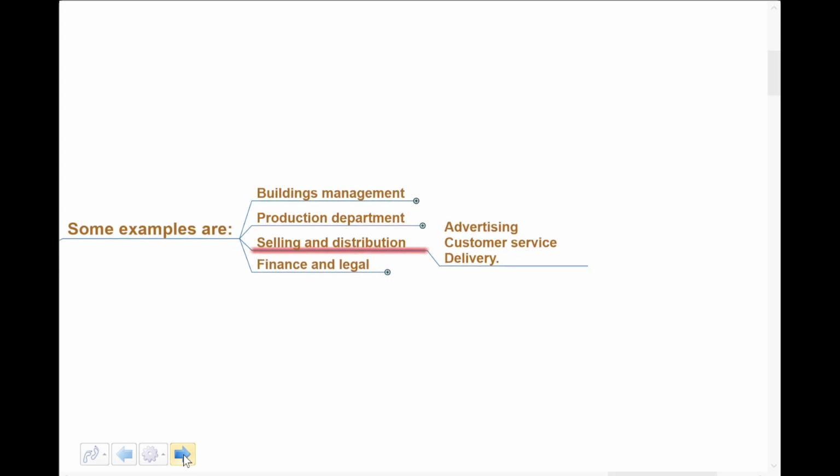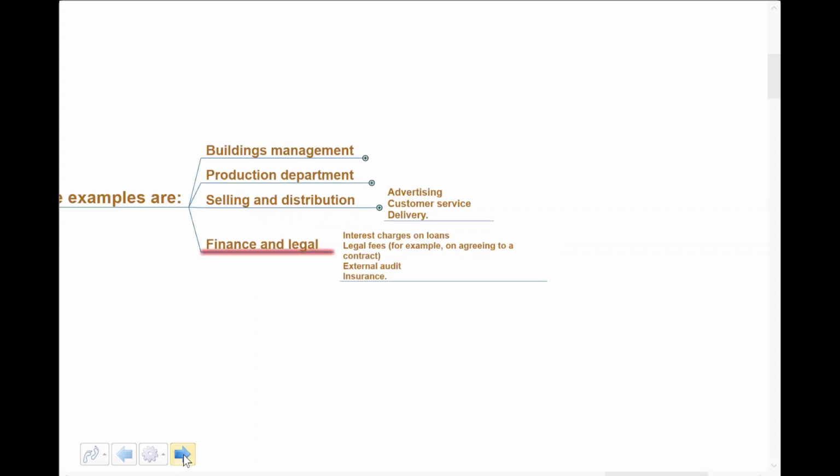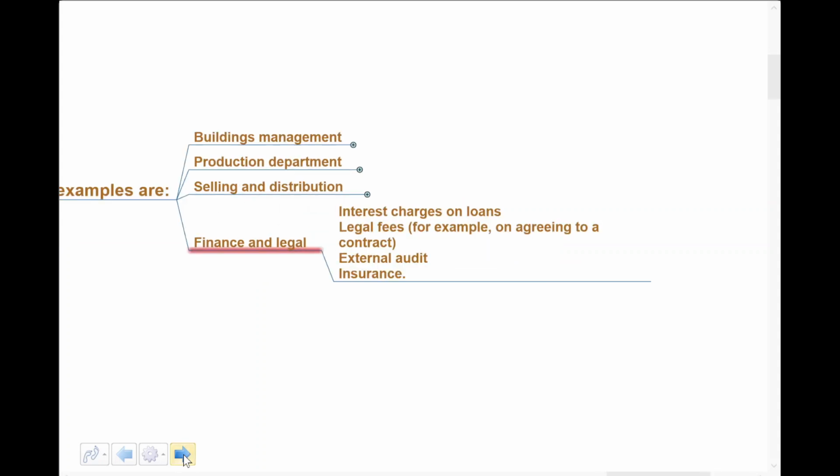Outside of that, when we think of selling and distribution, we're talking about things like advertising, perhaps marketing, some form of customer service unit, or logistics and delivery of some kind. The last main example would be finance and legal. That's where we come in, but we're talking about things like interest, possibly legal or professional fees, perhaps an audit, possibly insurance, etc. So there are a number of different functions by which expenses could be classified.